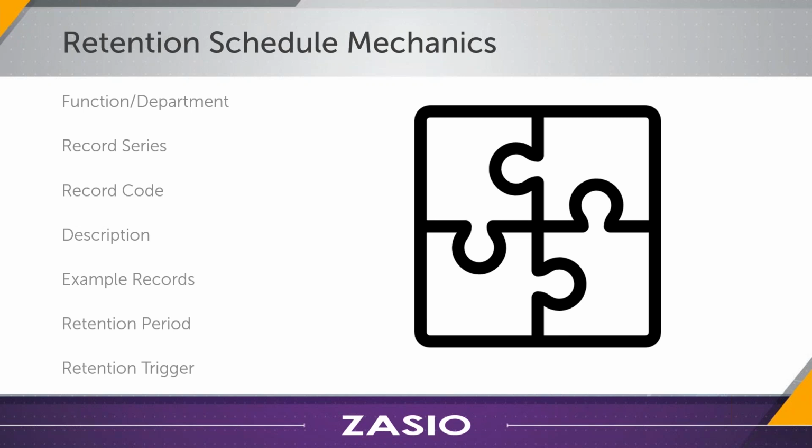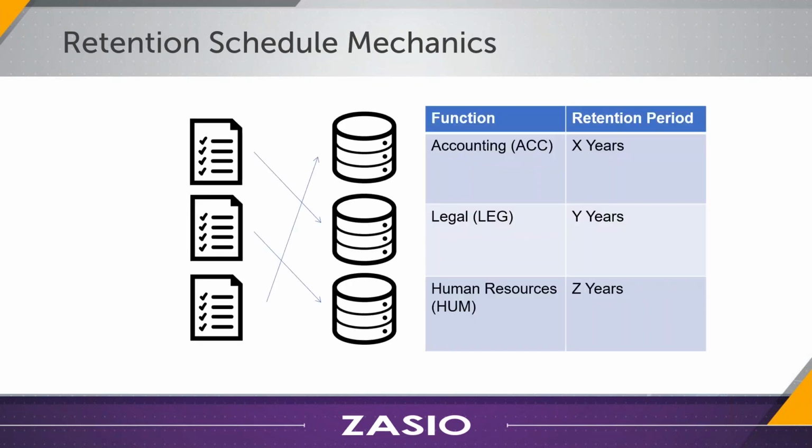Okay, so let's take a look at a couple of those components in action in this dramatically simplified example. Here we have three different functions: accounting, legal, and HR, human resources. You can see that in each of these, we have a shorthand abbreviation: ACC for accounting, LEG for legal, and HUM for human resources. These will be the letters that go into the record code, the shorthand for each record series that we're going to organize under these functions.